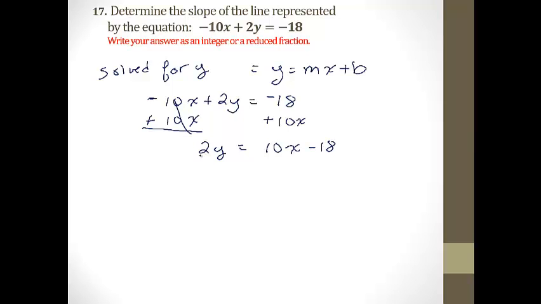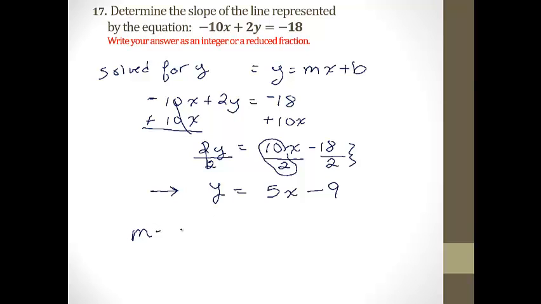To isolate this y now, we need to get rid of this 2. So to undo multiply, we divide. Make sure you divide both the terms on the right side individually by 2. This cancels, and we have y equals. This reduces. 10 divided by 2 makes 5x minus, and 18 divided by 2 makes 9. So now we have our equation in the form of y equals mx plus b. So m, or the slope, when an equation is solved for y, the slope is the coefficient in front of x, so that would be 5.